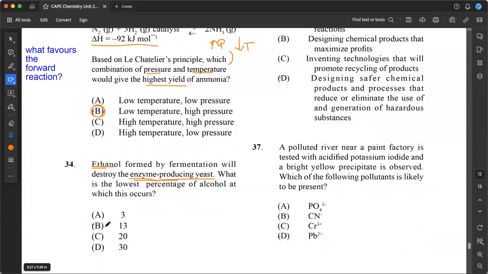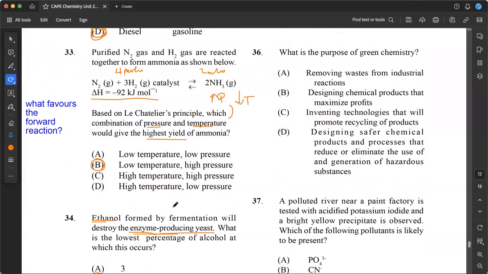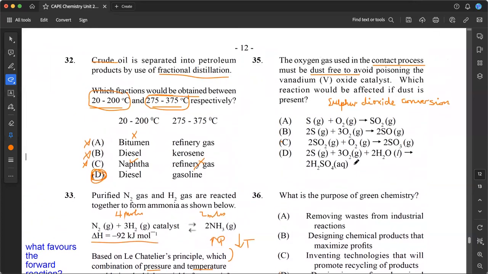Like it's not going to go any further, right? So 13%, around there is where you start having the poisoning of the enzyme. So this is around where you'd have to kind of stop. So 34 is B. And so we are moving along to 35 now. 35 says that the oxygen used in the contact process must be dust-free to avoid poisoning the vanadium 5 oxide catalyst, right? Which reaction will be affected if dust is present?